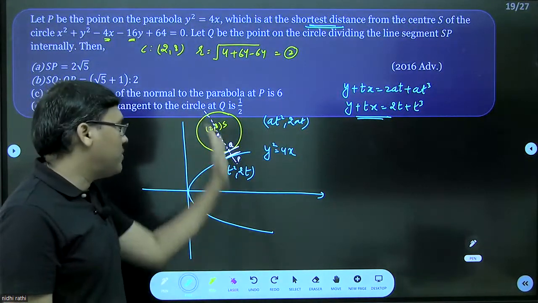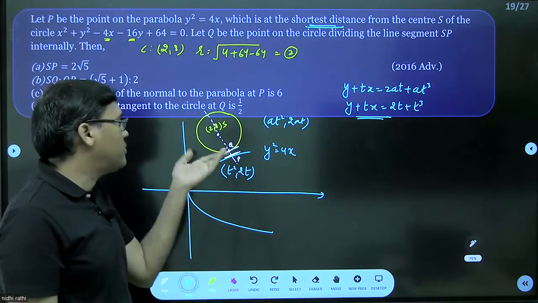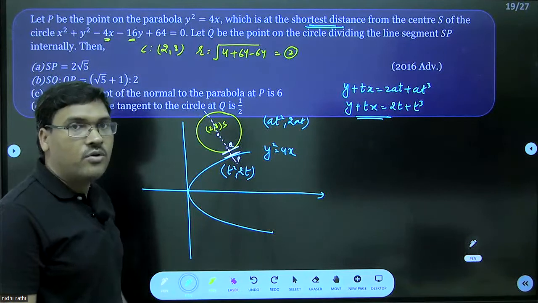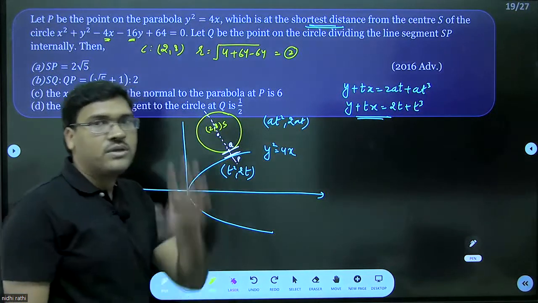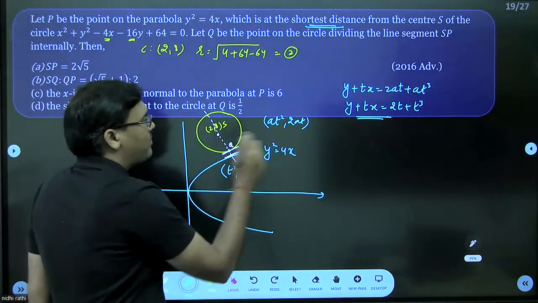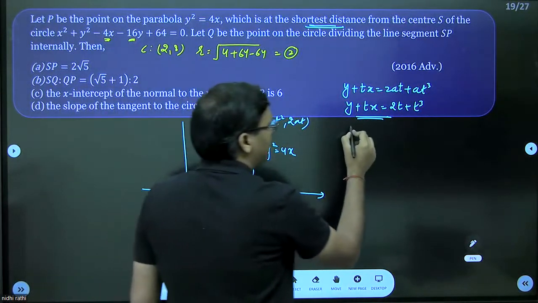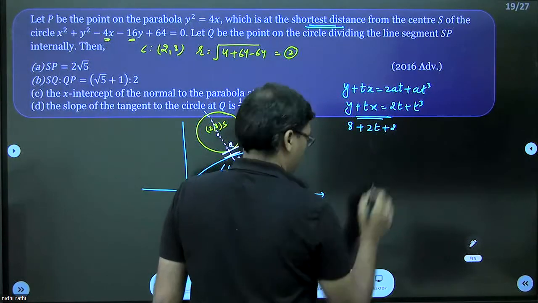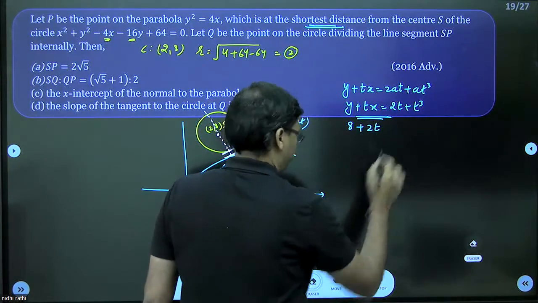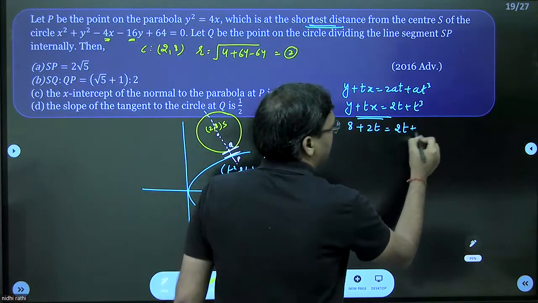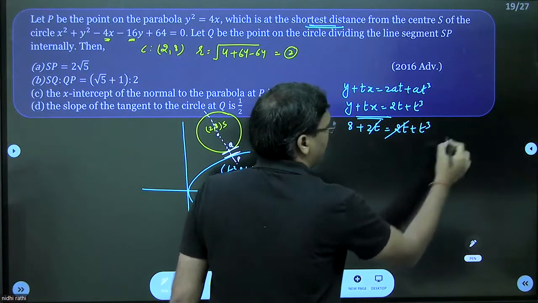Now this normal, you can see this is the normal which is passing through which point? This is passing through 2, 8 because this is also normal to the circle. And normal in case of circle always passes through the center of the circle. So now if I put 2, 8 because this is passing through 2, 8, I get 8 plus 2t is equal to 2t plus t cube. You can clearly see what is the value of t.